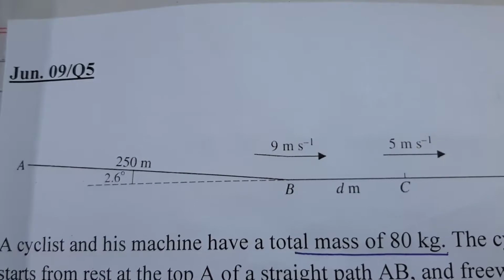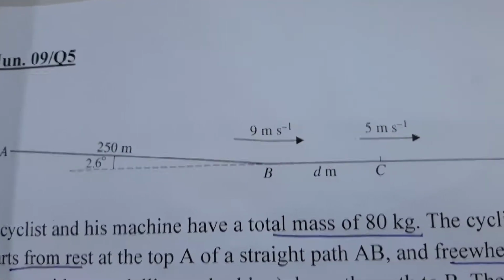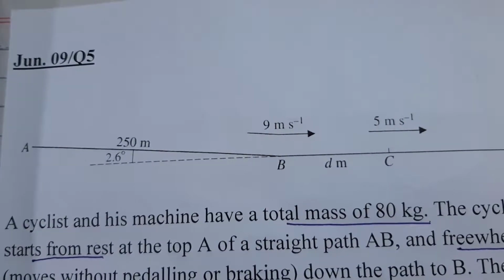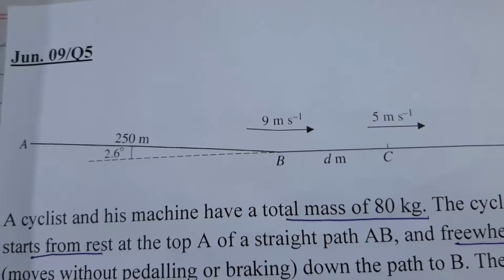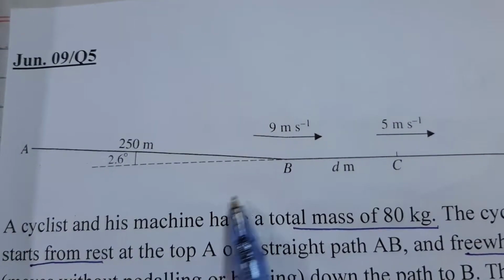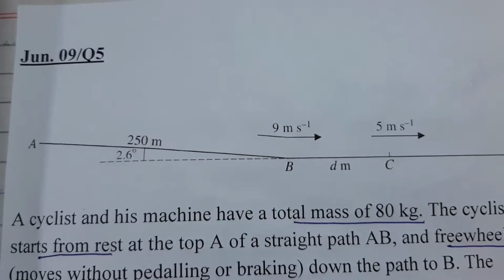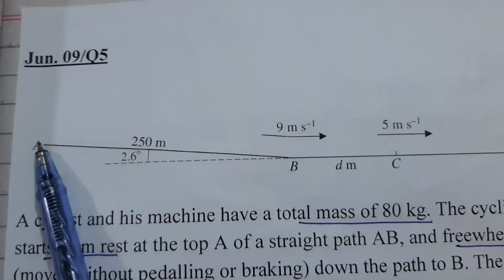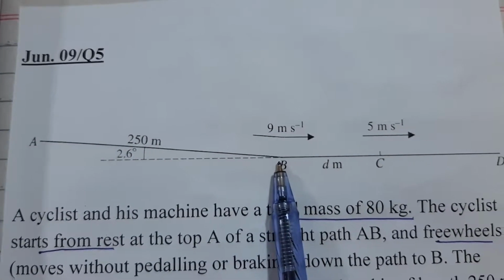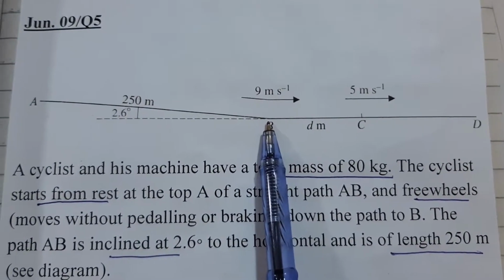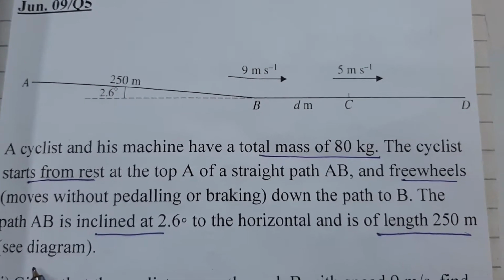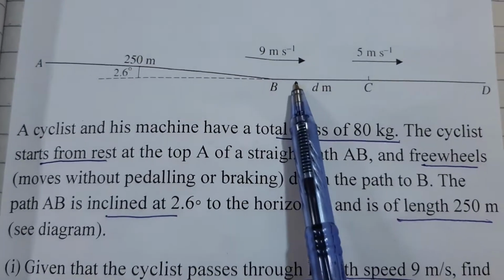This question is from June 09, question number 5. In this question, it is talked about a cyclist and his machine. The total mass is 80 kg. Rather than reading the whole question, I'm telling you briefly, and then I'll keep using the information so it will not be boring for you. So the cyclist starts from here, freewheel, and the length is 250 meters when he reaches here, and this inclined plane is at 2.6 degrees, and that is all about the first part of the information.